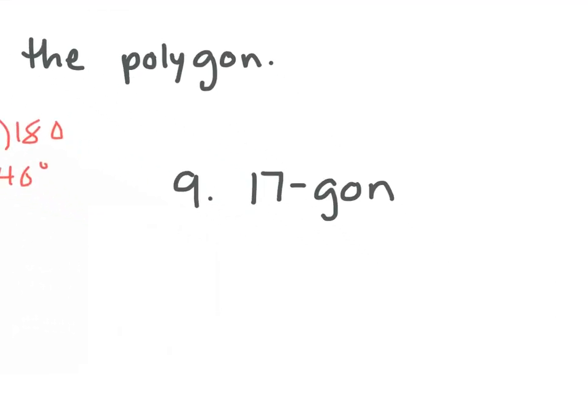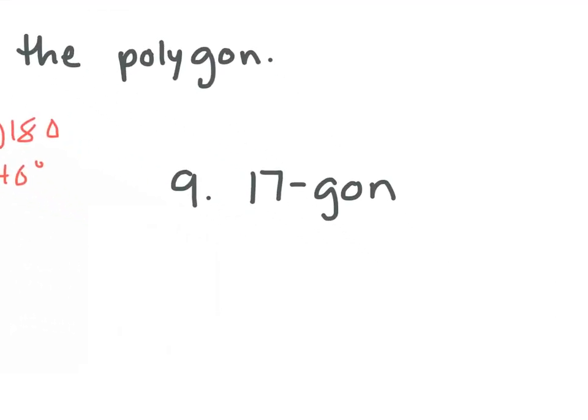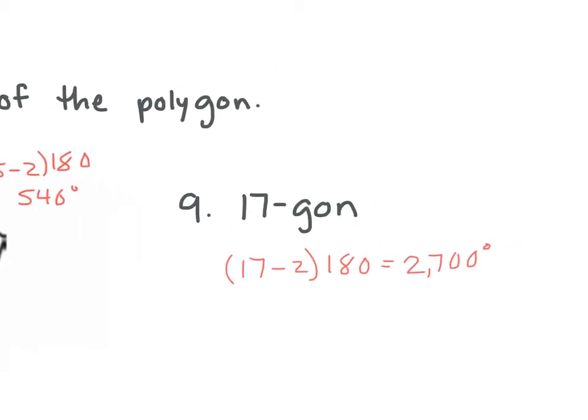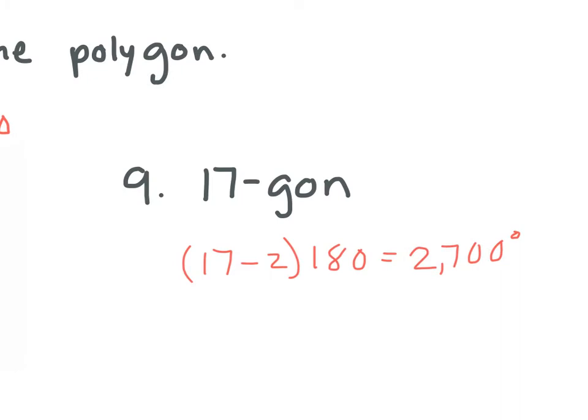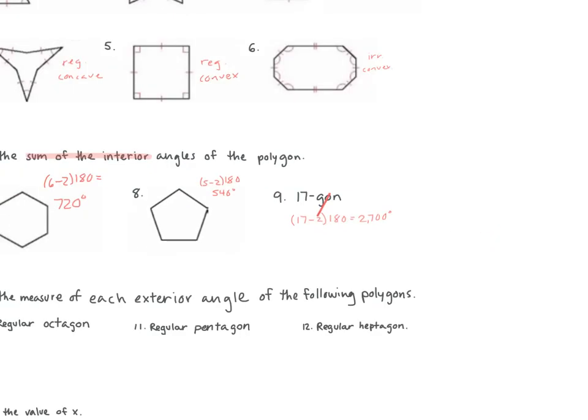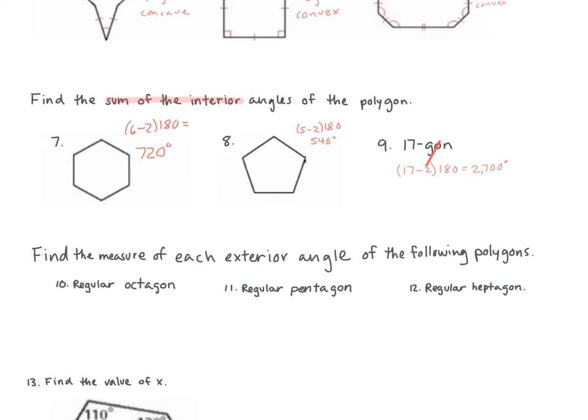And then number 9, 17 minus 2 times 180. What is it? 2,700. That's what I got. So the sum of the interior angles in a 17-gon is 2,700. So let's go to 10.